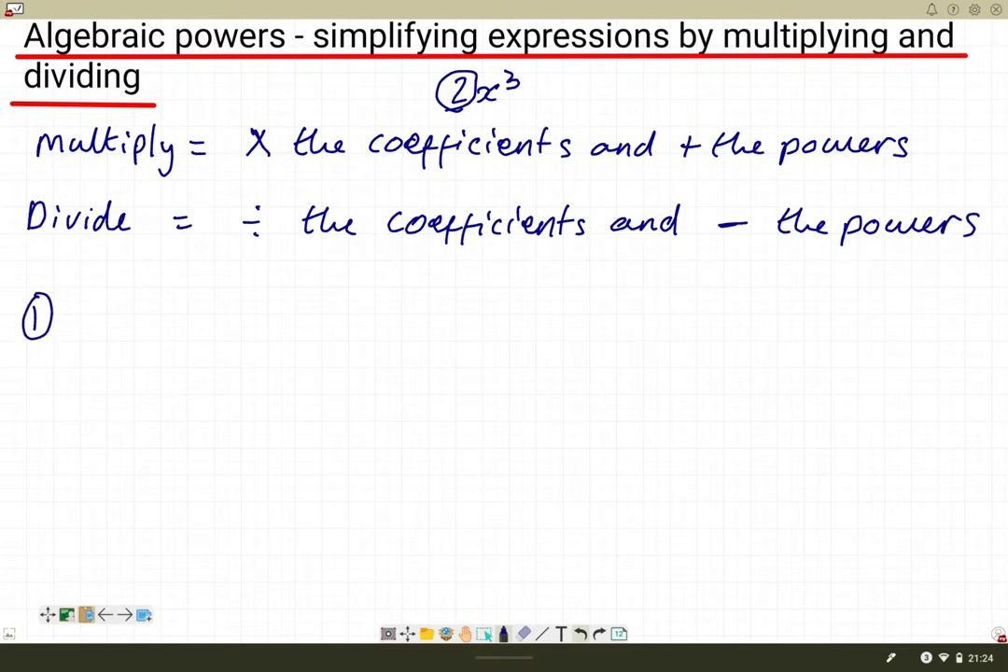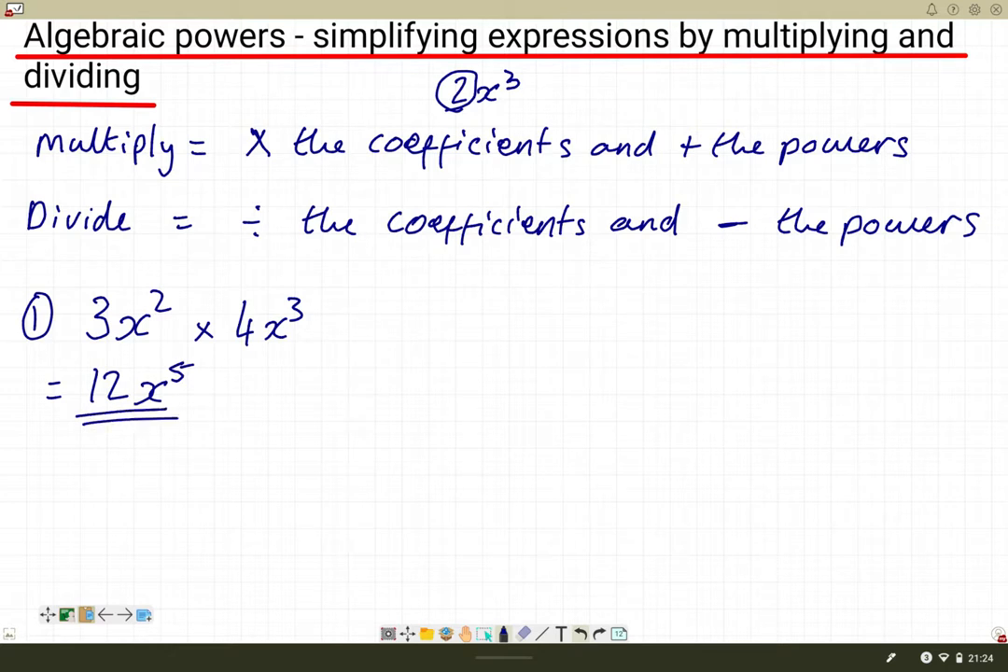So you might get a question like 3x squared multiplied by 4x cubed. So for this one, first thing I'm going to do, multiply the coefficients. So 3 times 4 is 12. And then I'm going to add the powers. 2 plus 3, 5. Okay, and that's my final answer.